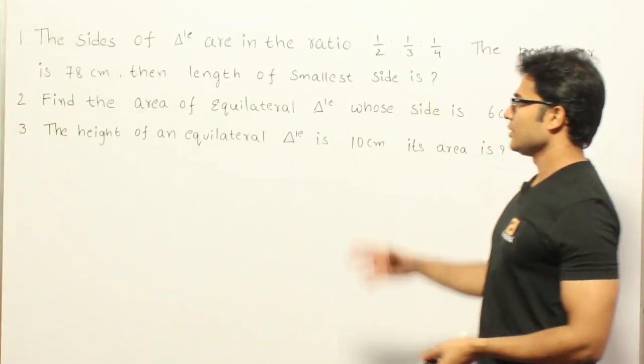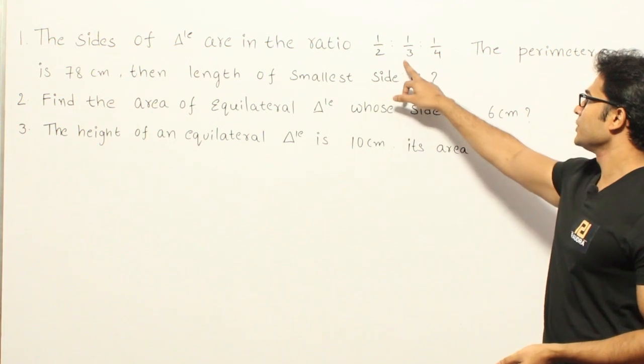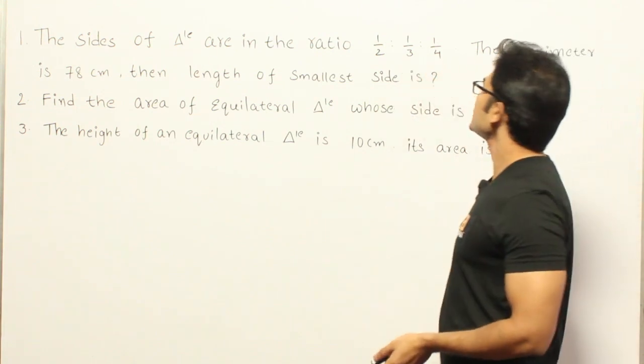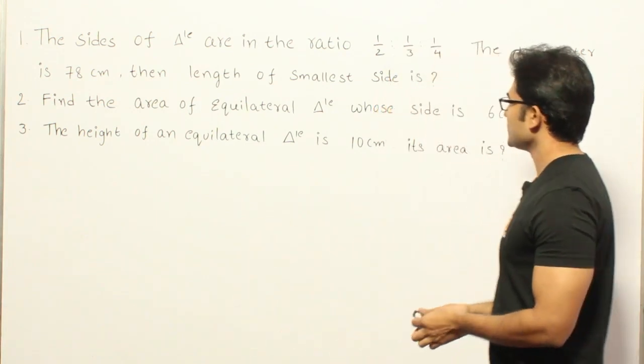Now let's see these questions. First one is, the sides of a triangle are in the ratio of 1/2 is to 1/3 is to 1/4. Then the perimeter is 78 centimeters. Then the length of the smallest side is.